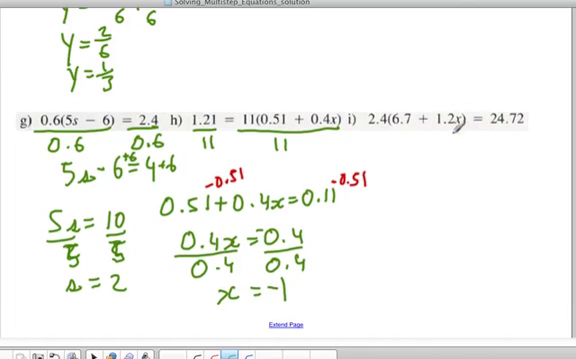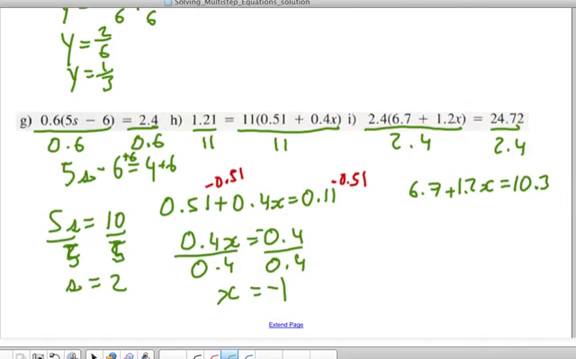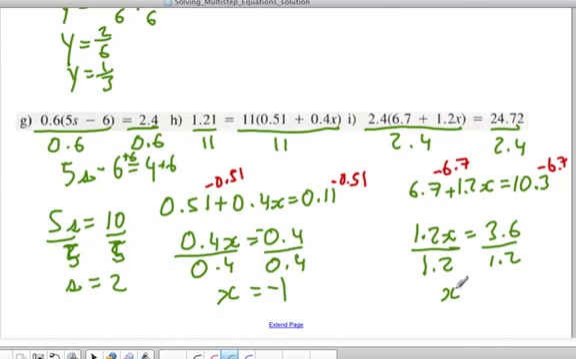Do the same thing here. I could expand these using the distributive property, but I'm going to divide by 2.4 instead. And I'm left with 6.7 plus 1.2x is equal to 24.72 divided by 2.4 is 10.3. And so I'll subtract 6.7 from both sides. And I get 1.2x is equal to, and when you subtract these two, you're going to end up with 3.6. So x is equal to 3.